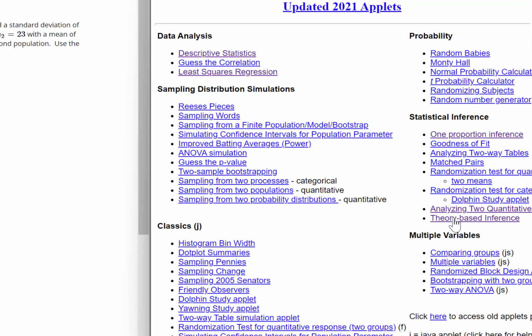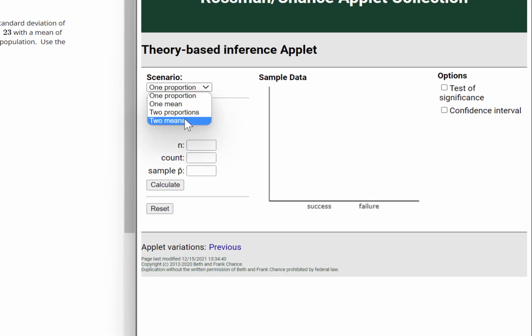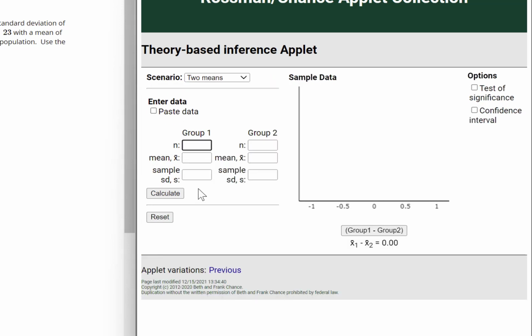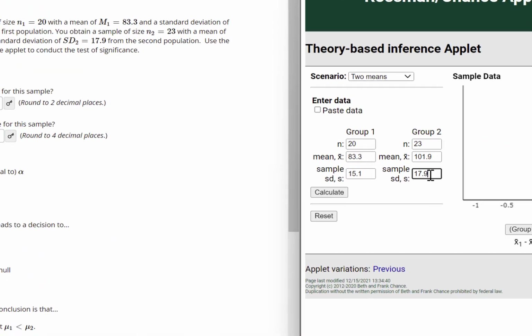I'm going to open up the theory-based inference applet. I am going to select from the pull-down menu that I'm comparing two means. I put in all the information from the sample drawn from population 1. So that's n is 20, x bar is 83.3, and the S from the first population is 15.1. I put in all the sample information from population 2, sample size 23, sample mean 101.9, sample standard deviation 17.9.